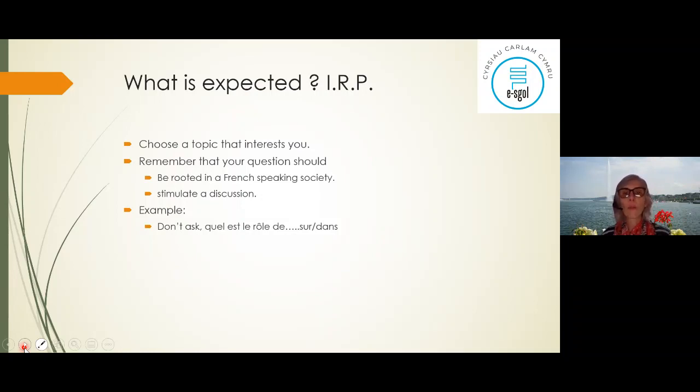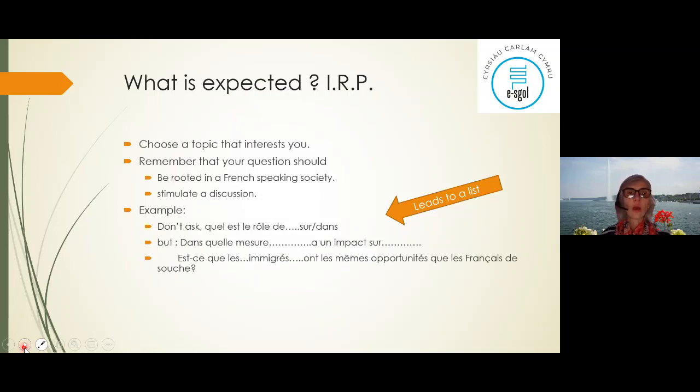Don't ask quel est le rôle de Napoléon dans l'éducation française. Why should you not ask that? Because it will lead to a list. You will just list things. There is no discussion in that type of question, or it would be difficult to discuss. Instead, you should ask something like dans quelle mesure a un impact sur.